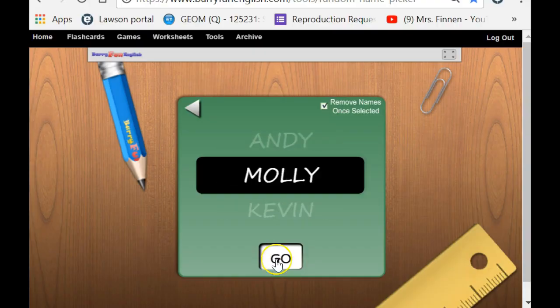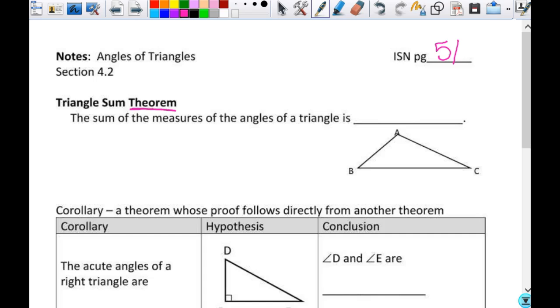I want to know what that is from Nia. What's the sum of the measures of the angles of a triangle? You're going to have to talk louder than that. 180 what? Feet? Degrees? Do you agree with that? Yes. Okay. The sum of the measures of the, and this should say not just the angles, but the interior angles of a triangle is 180 degrees.